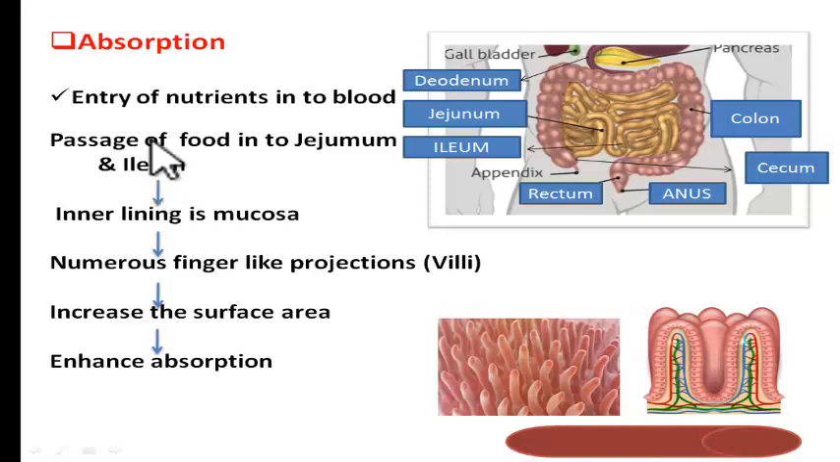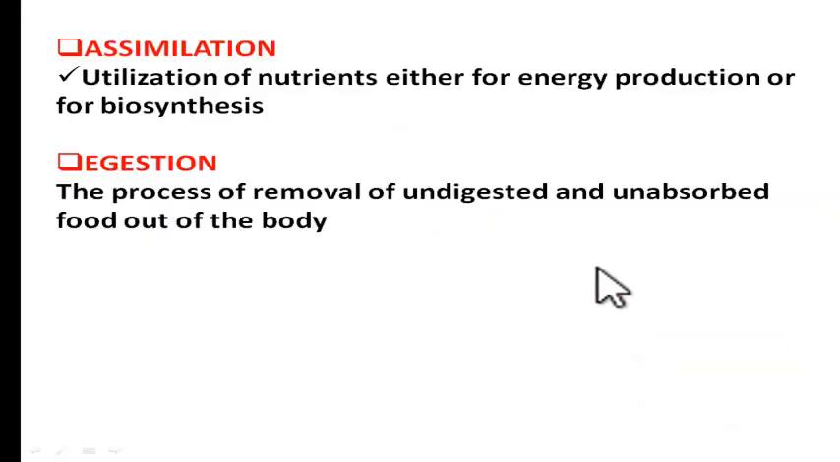So see this flow chart. Passage of food into jejunum and ileum. Then in the ileum or jejunum, the inner lining of mucosa has finger-like projections. They increase the surface area of absorption and the process of absorption takes place effectively. This is what is absorption. Next, what is the next step in holozoic nutrition? It is assimilation.